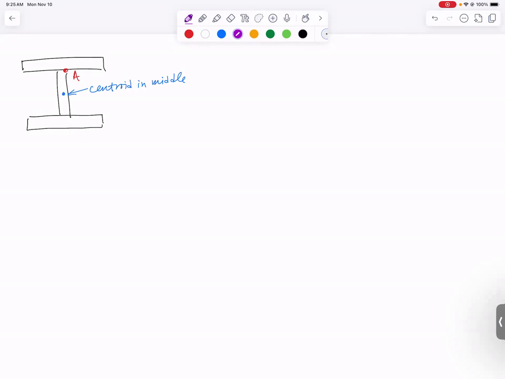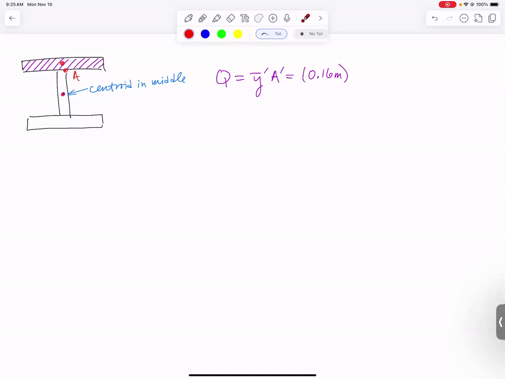Well, the nice thing about finding the stress right at point A is to find Q, you shade everything above or below that point. So Q is really easy to find because it's just a single rectangle. Q for that purple area, it's y bar prime, A prime. It was 0.16. That took us from the centroid down here to the middle of that. And then we multiplied it by A prime, which was 0.2 meters times 0.02 meters. We got 0.64 times 10 to the minus third meters cubed.